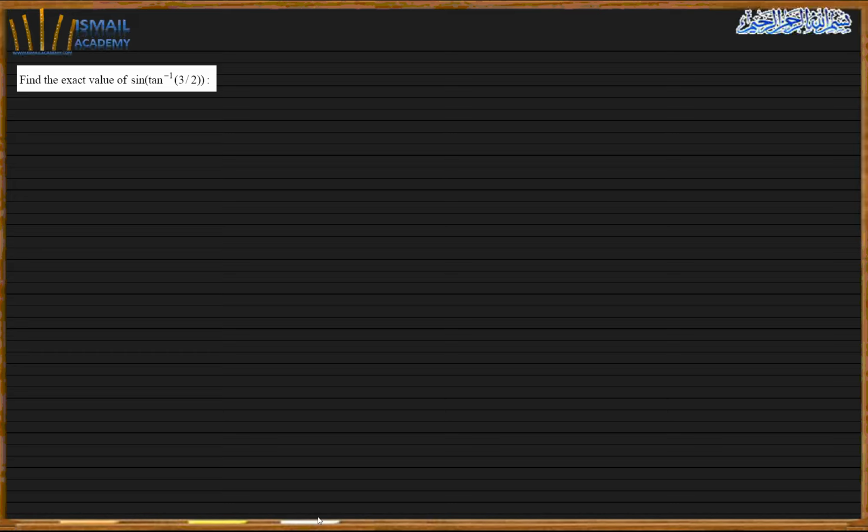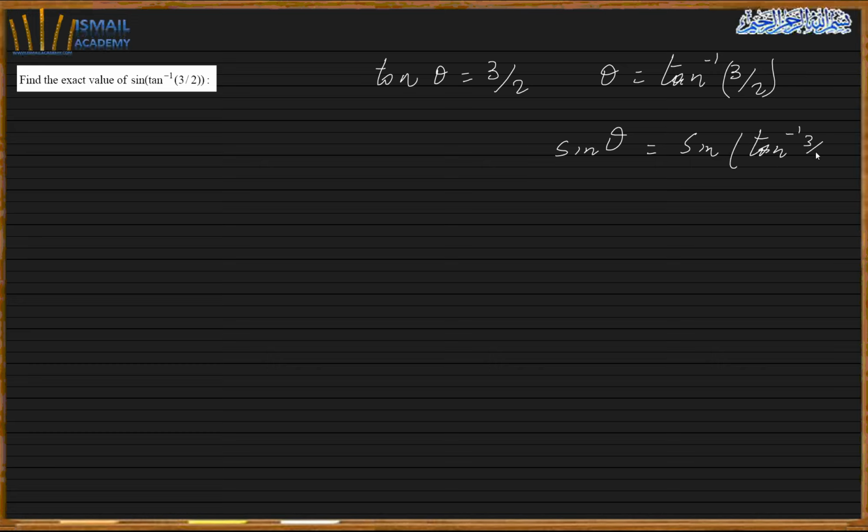Next, find the exact value of sine of tangent inverse of 3/2. The idea behind this is the following. You know that the tangent of an angle is 3/2. This is exactly what we have, which means the angle is tangent inverse of 3/2. But what we're looking for is the sine of that angle, which is sine of tangent inverse of 3/2.